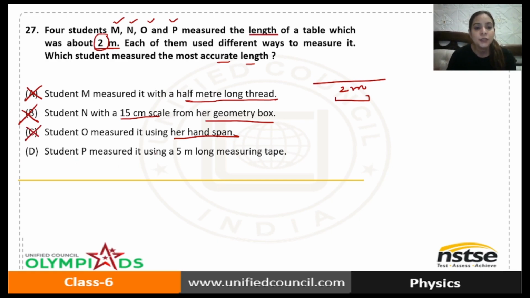Student P measured it using a 5-meter long measuring tape. Yes, student P will be able to measure an accurate result because that measuring tape is quite long compared to the table, so he can easily put it up and measure that yes, the length is 2 meters. So option D is the correct method which student P opted to measure. So option D is the correct answer.